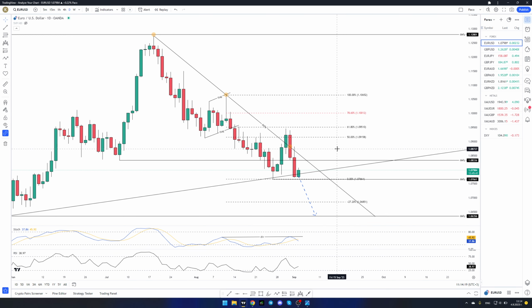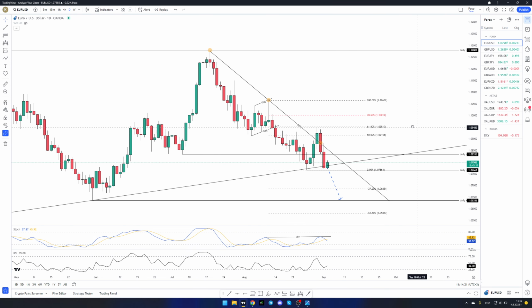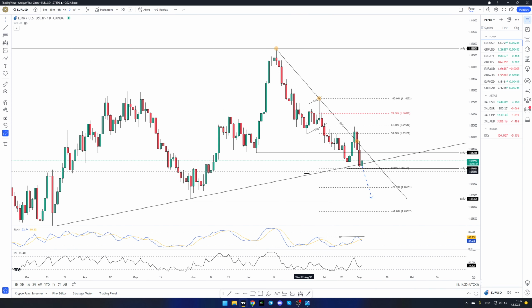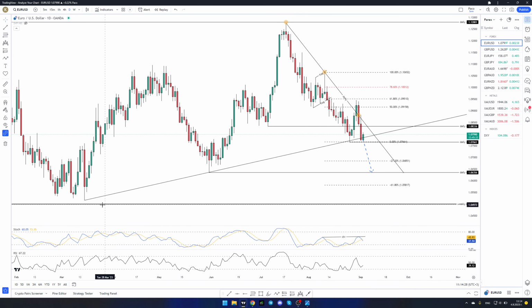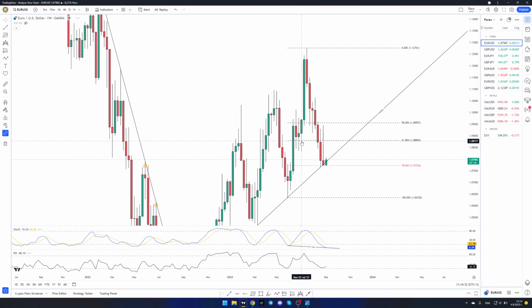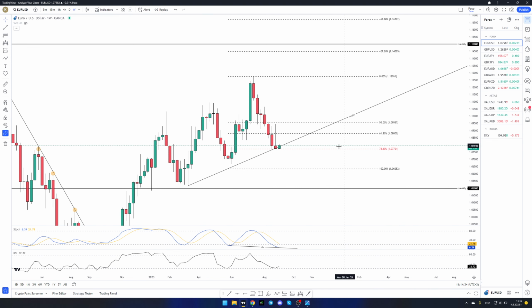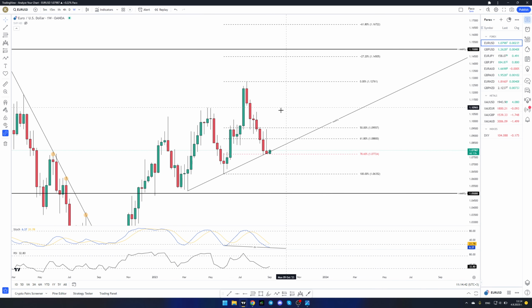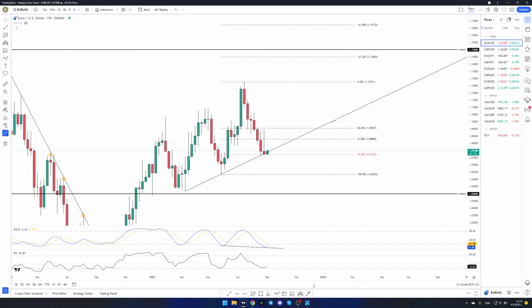If we take a look at the daily time frame, the price is still going down, but it hasn't broken this low over here and it is now on the weekly trend line here. So if we take a look at the weekly time frame, there is a possibility that the price will make an engulfing candle right here with a divergence and a Fibonacci retracement.